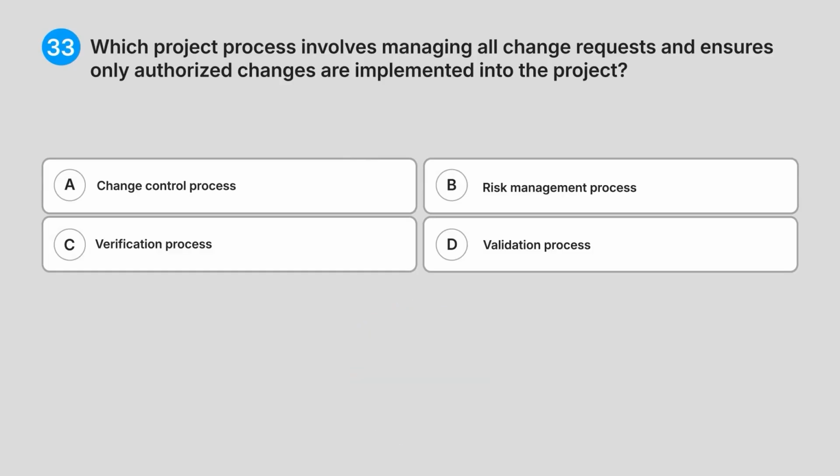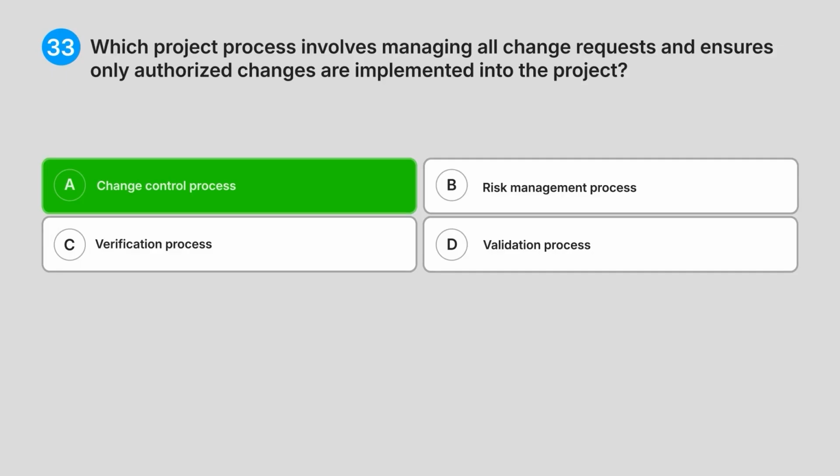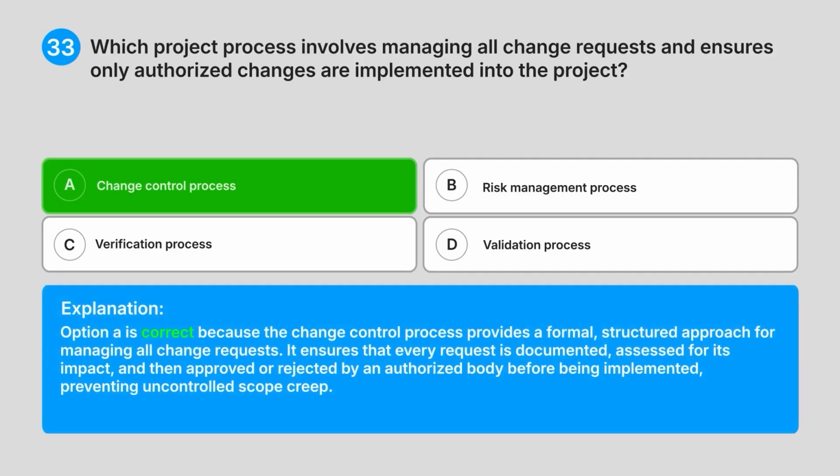Correct answer. A. Change control process. Explanation. Option A is correct because the change control process provides a formal, structured approach for managing all change requests. It ensures that every request is documented, assessed for its impact, and then approved or rejected by an authorized body before being implemented, preventing uncontrolled scope creep.